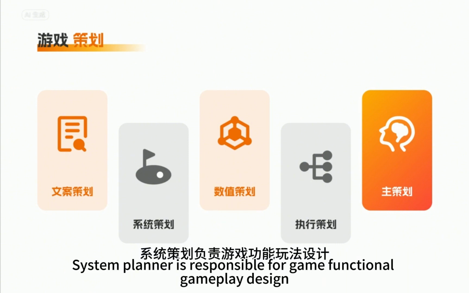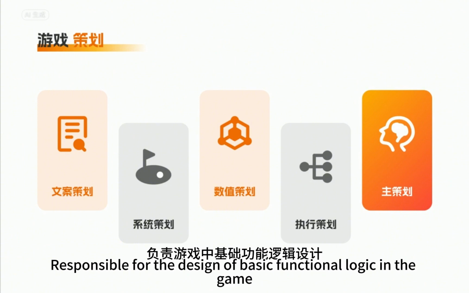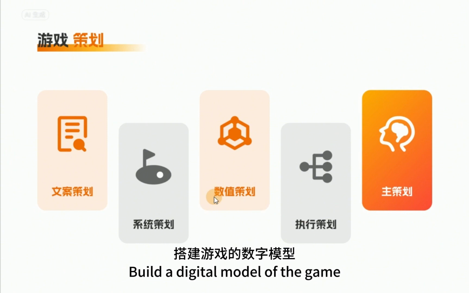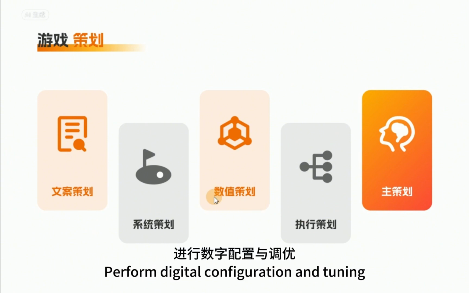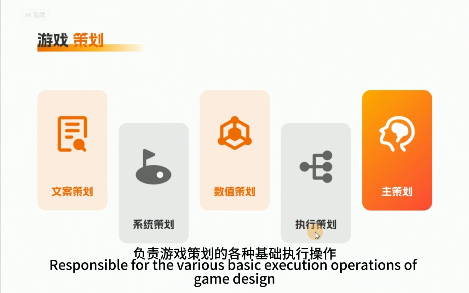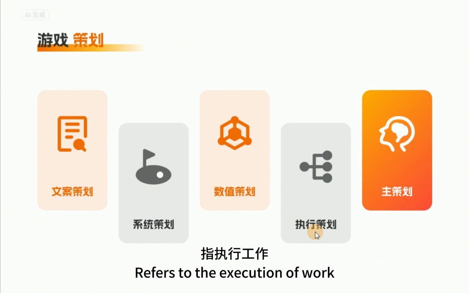System planner is responsible for game functional gameplay design, responsible for the design of basic functional logic in the game. Digital planning is responsible for building a digital model of the game, performing digital configuration and tuning. Execution planning is responsible for the various basic execution operations of game design, which refers to the execution of work.